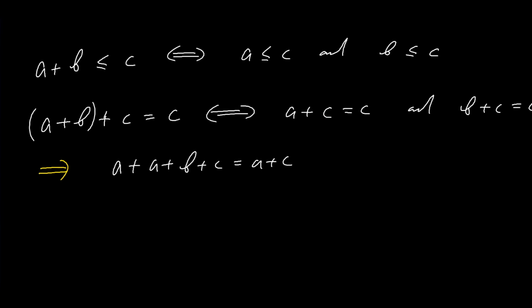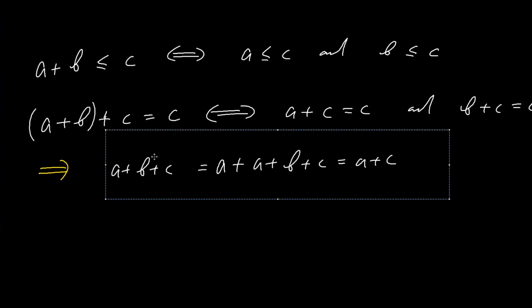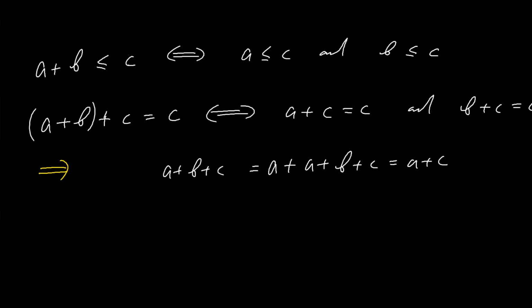Okay, but at the same time, the left side here is the same as A plus B plus C, right? Because A plus A is A, that's by idempotency. But A plus B plus C is C by the assumption. Oh, wow, look at this. I think we established what we wanted. A plus C equals C, there we go. This part has been established.